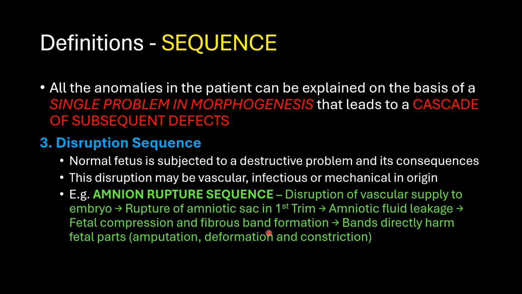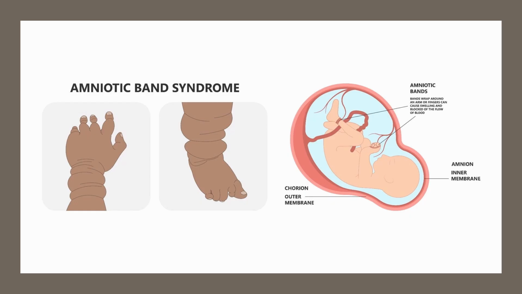What do those fibrous bands do? These fibrous bands directly harm fetal parts, leading to complications like amputation, deformation, and constriction. So basically, here also the fetus was perfectly fine, but some destructive problem happened in the form of vascular supply disruption or something like that, and this led to a cascade of events which led to multiple problems. So this is disruption sequence. You can see the disruption sequence, classical example amniotic band syndrome, here. The amniotic bands constrict various fetal parts, which leads to problems like this, and amputation of complete limbs also.